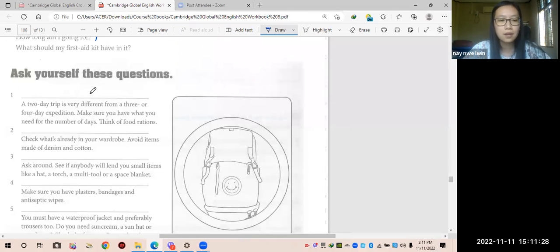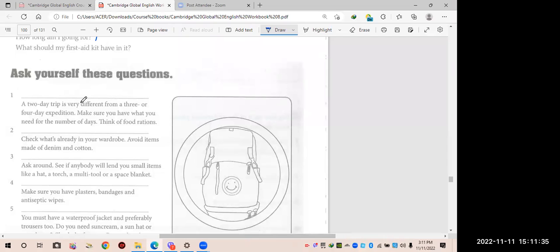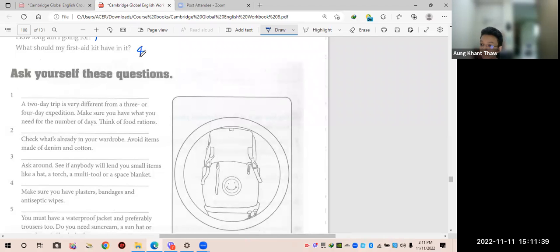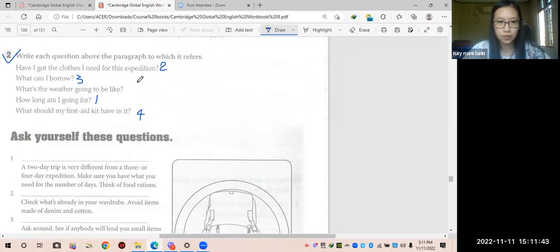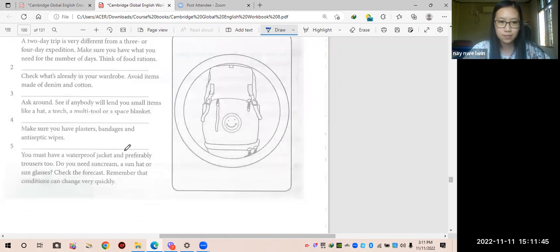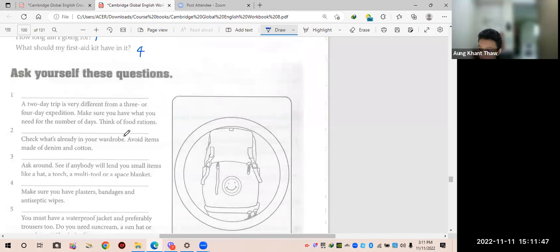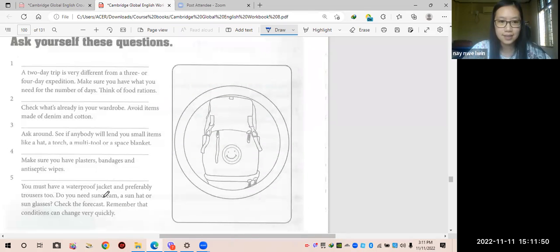And how about answer 4? Make sure you have plaster, bandage, and antiseptic wipes. What should my first aid kit have in it? So that will be the question for number 4. So the last one, what's the weather? Yes, it's talking about the forecast or weather conditions.